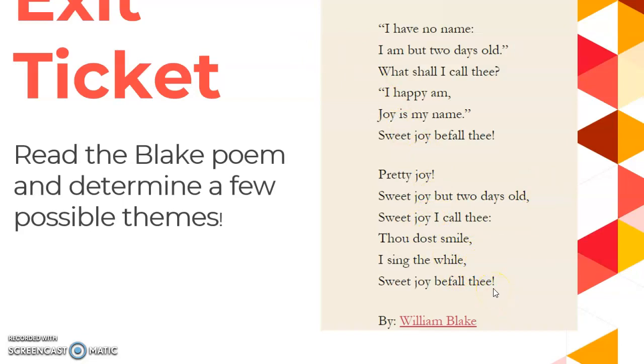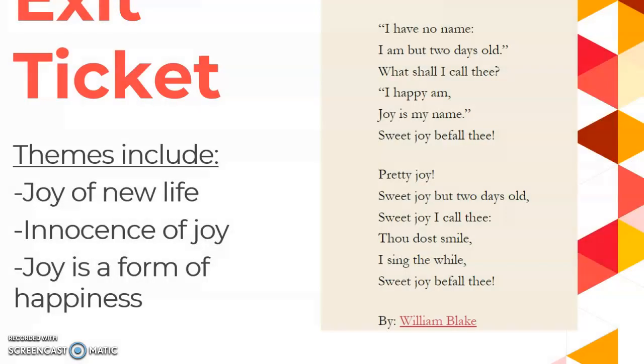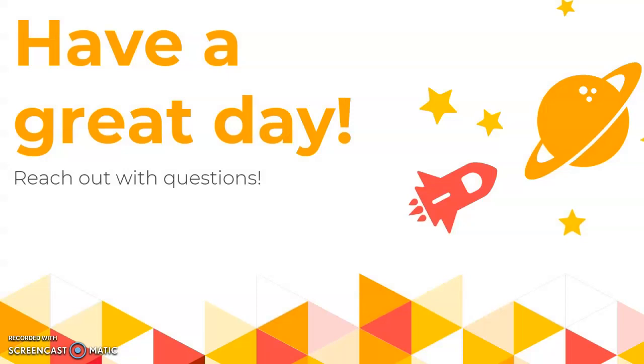So what is it saying, do you think? What could be a few possible themes? Joy of new life. Possible themes include innocence of joy. And then finally, joy is a form of happiness, and it's young here because we learned that it's only a couple days old.